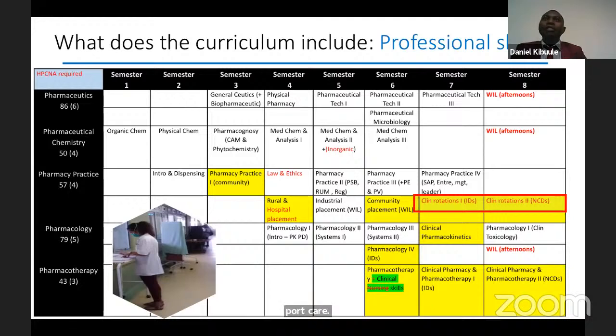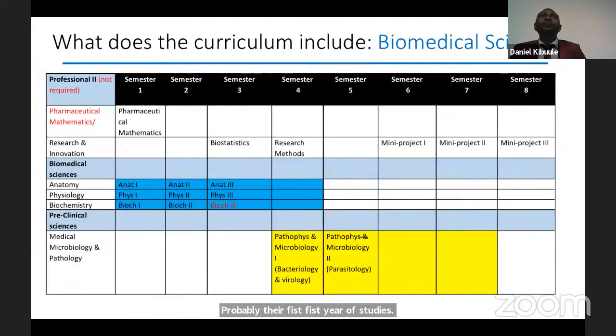Lastly, on this particular slide, I would like to also bring to your attention that in our curriculum, we have created slots where we have workplace integrated learning, and this is mostly in the afternoons. And we want to begin this as early as probably their first year of studies. Thank you very much. May I move to the next one?